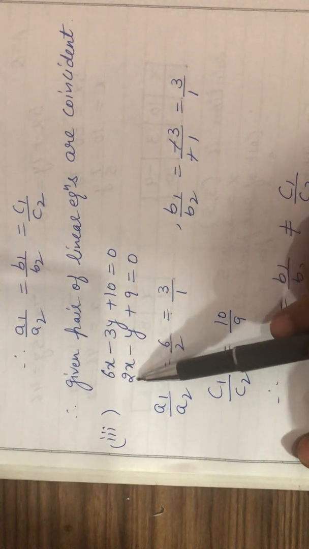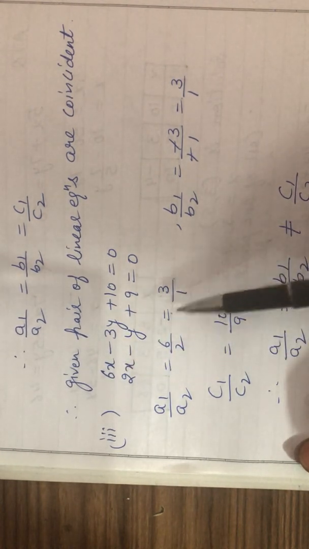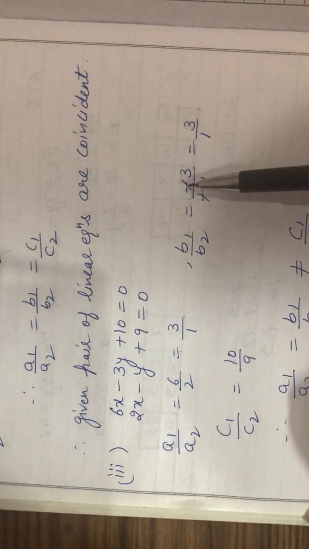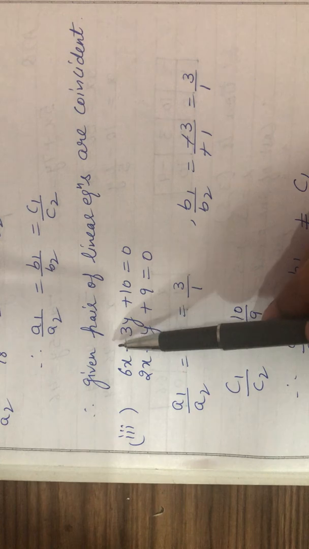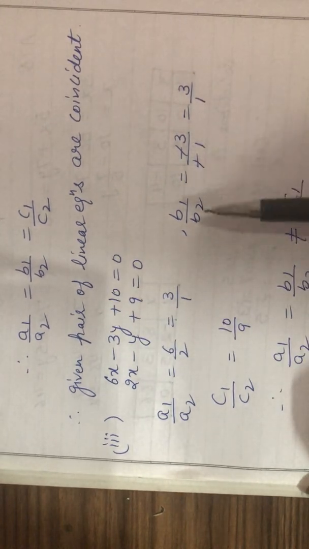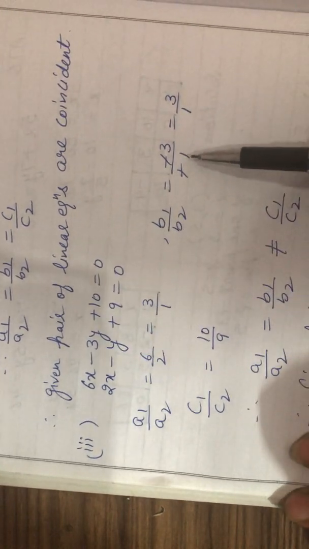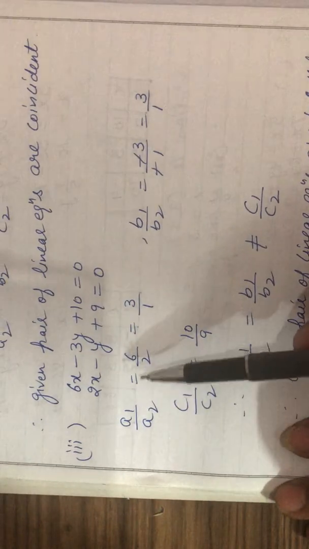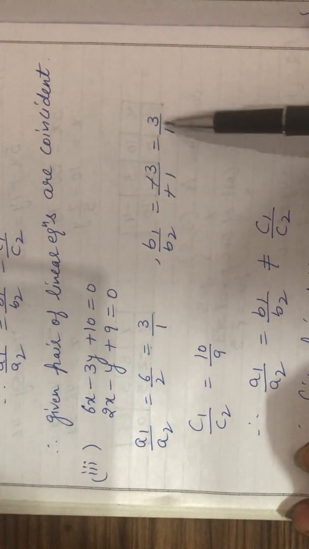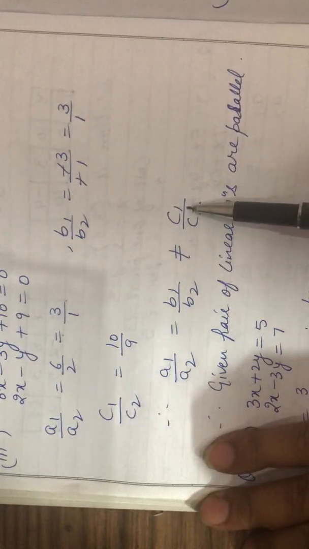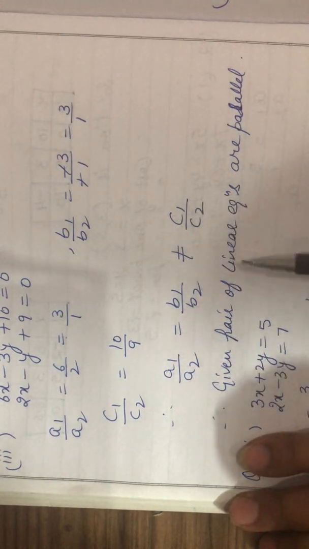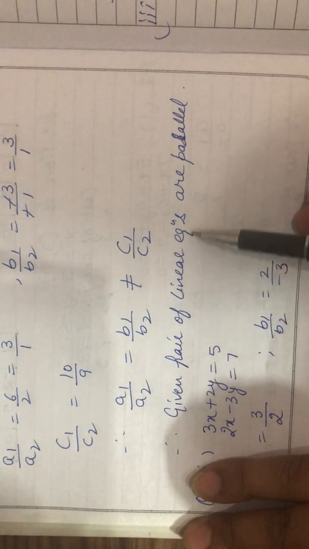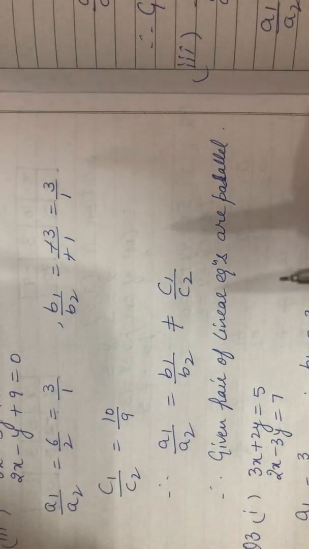The third part: a1 upon a2 is 6 by 2, that is 3 by 1. b1 upon b2 is minus 3 by minus 1. We have to take the minus sign. If any coefficient contains a minus sign, we have to take it here. Then minus 3 by minus 1 gives us 3 by 1, and c1 upon c2 is 10 by 9. So you can see a1 upon a2 and b1 upon b2 are equal, but not equal to c1 upon c2, and such a pair of linear equations is always parallel. So the given pair of linear equations is parallel.